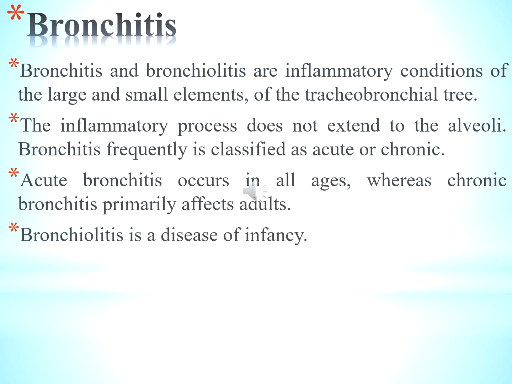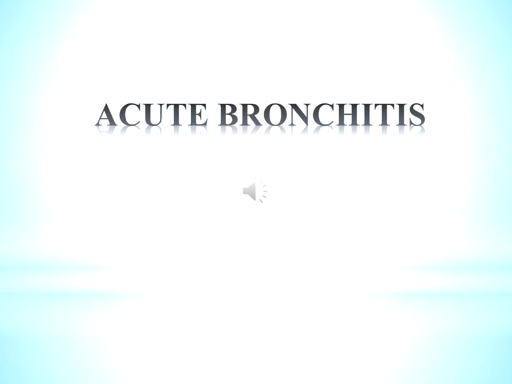So, first is bronchitis. Bronchitis and bronchiolitis are considered inflammatory conditions of the large and small elements of the tracheobronchial tree. It is an inflammatory process that does not extend to the alveoli, and bronchitis frequently is classified into acute and chronic. Whereas acute bronchitis occurs in all ages, chronic bronchitis primarily affects adults. Then bronchiolitis is a disease of infancy. Mainly infants are more prone to bronchiolitis. So let's see what is acute bronchitis.